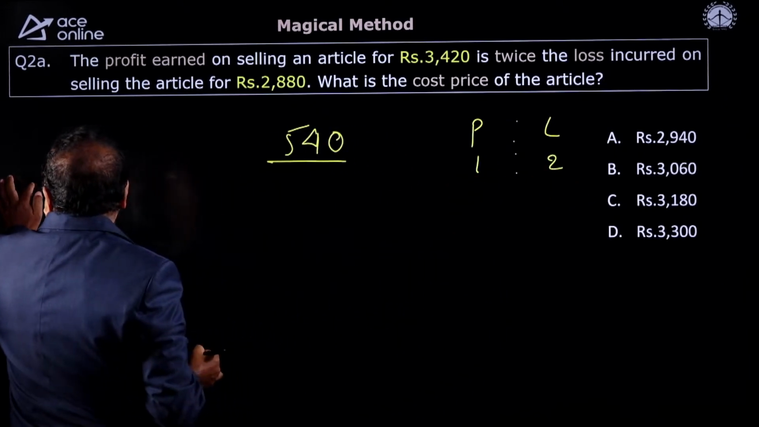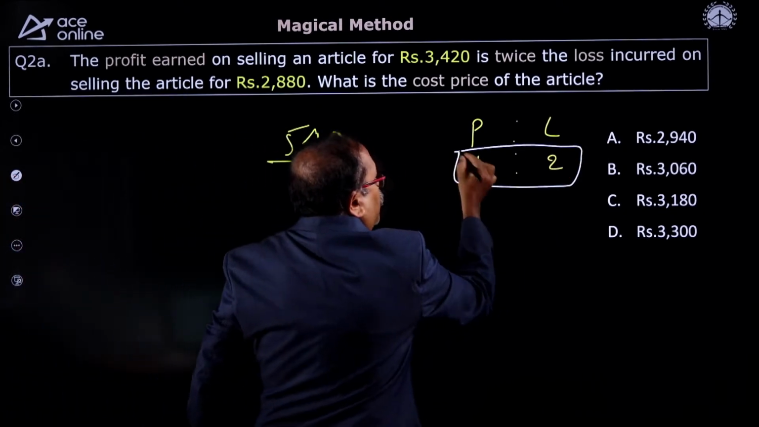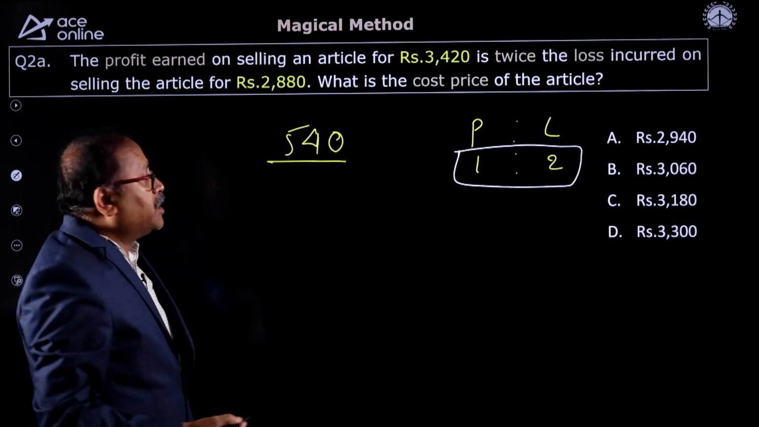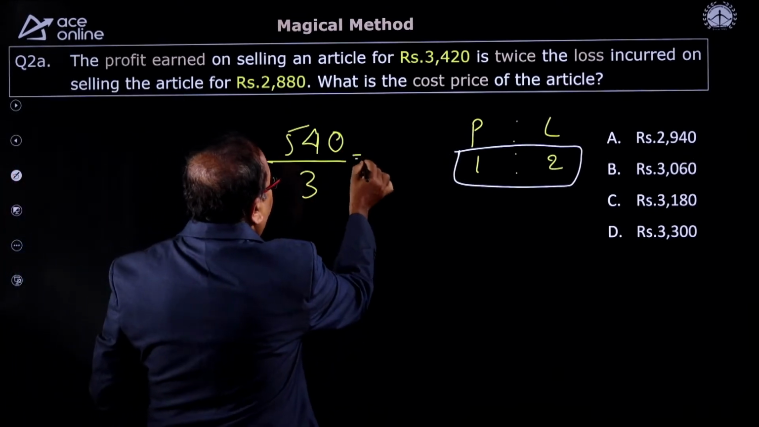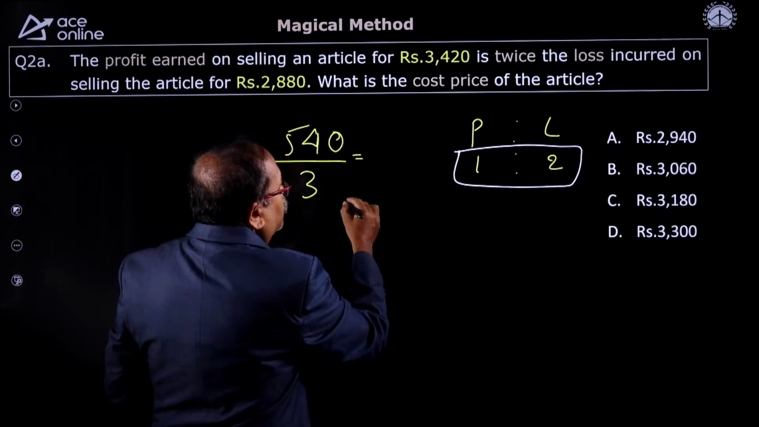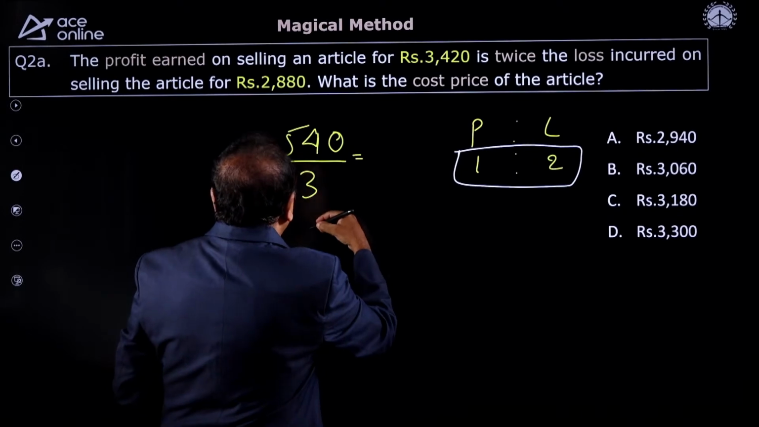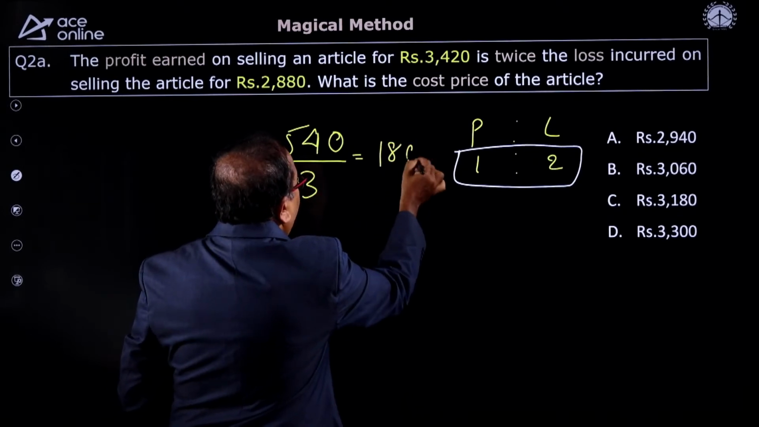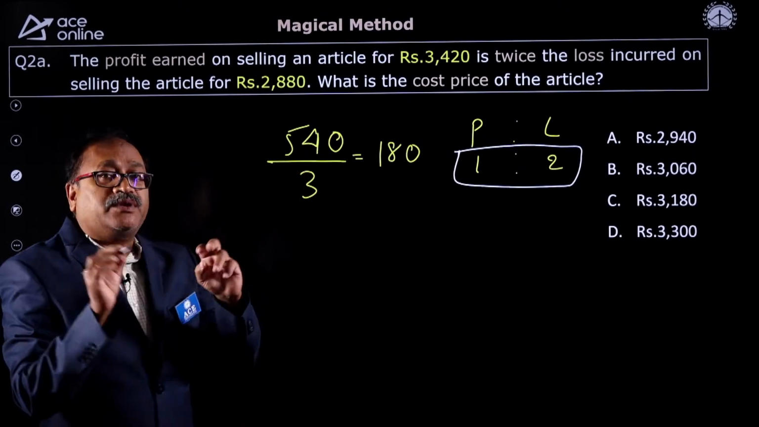And what is the total number of parts, my friends? Look at this one. Don't forget this method. How many total parts? 3 parts are there. So divide this by 3 parts and you will get this as 18. That is 18, 3 is 54, so 180. Okay, what is this 540?